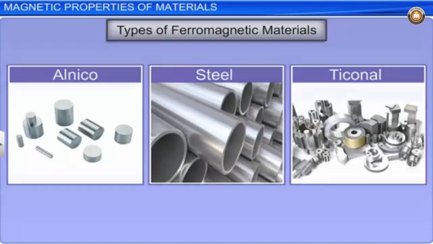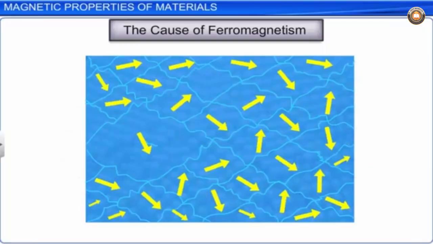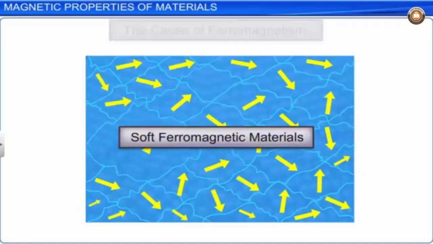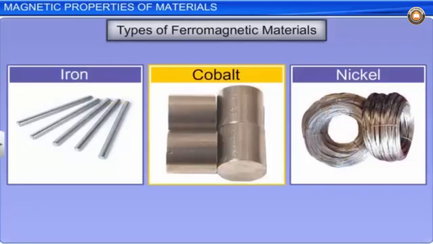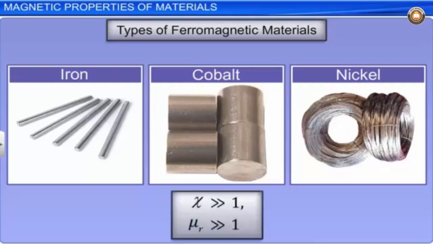There are some other materials which can lose their magnetization when the external magnetic field is removed. These materials are called soft ferromagnetic materials, and they are used to prepare temporary magnets. Iron, cobalt, nickel, etc. are the examples of soft ferromagnetic materials. The magnetic susceptibility of ferromagnetic materials is positive and very much greater than 1. The relative magnetic permeability of these materials is also positive and very much greater than 1.